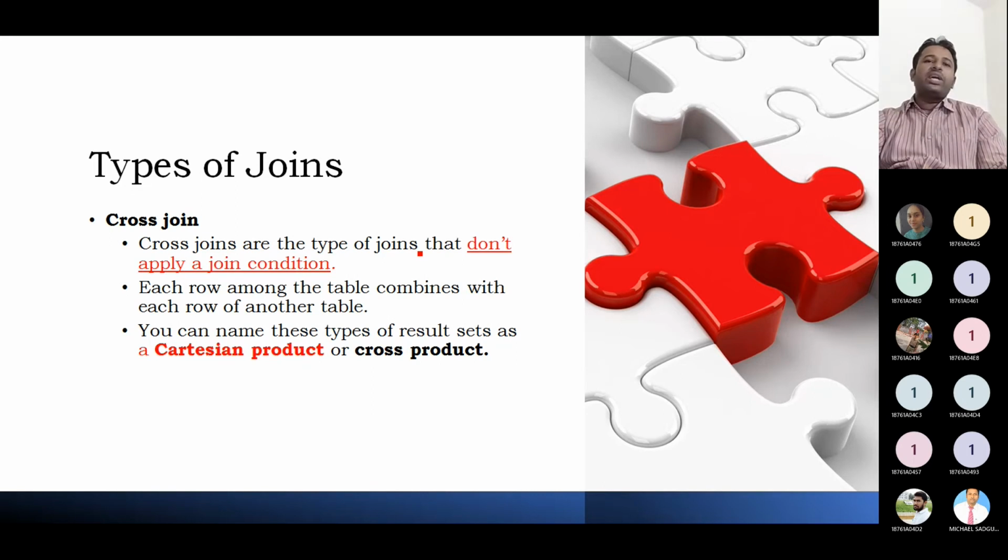Cross join is completely a Cartesian product. That's nothing but we take one row of one table and join it with all the rows in the other table. Second row in one table is joined with all the rows in the other table. Like that, so on. Each row in the first table will be joined with all the rows in the second table. That is what a Cartesian product is, also called a cross product.